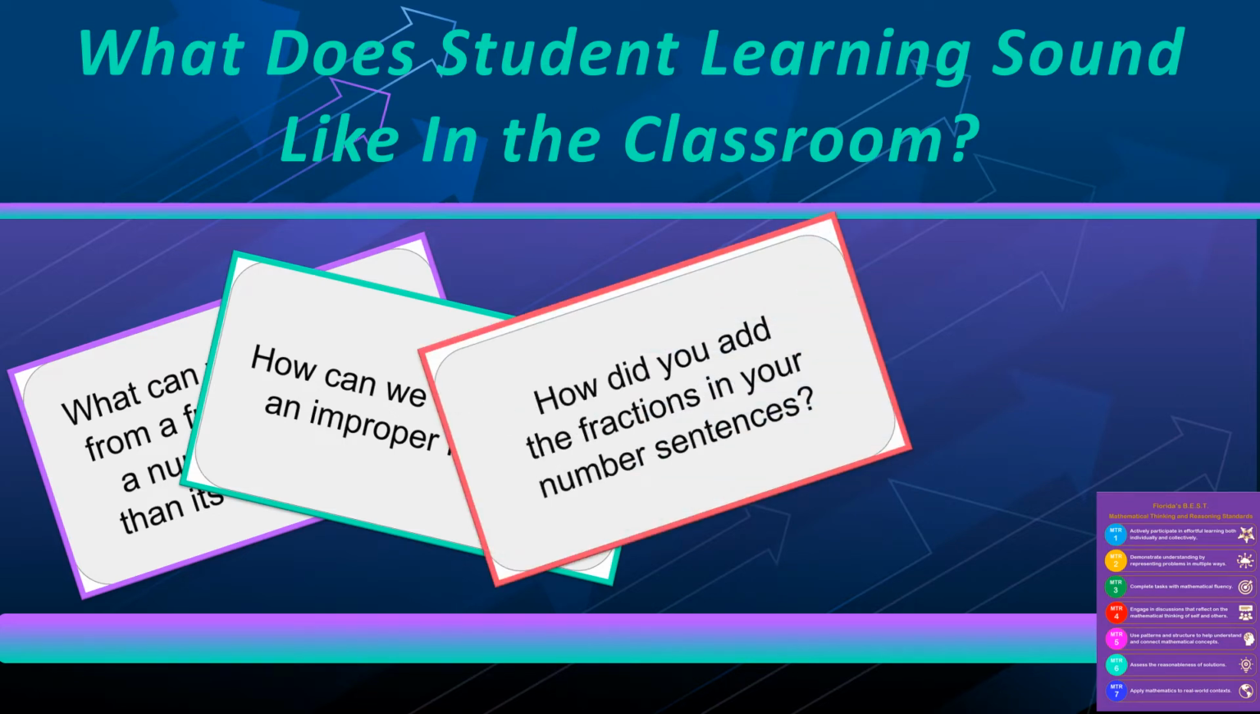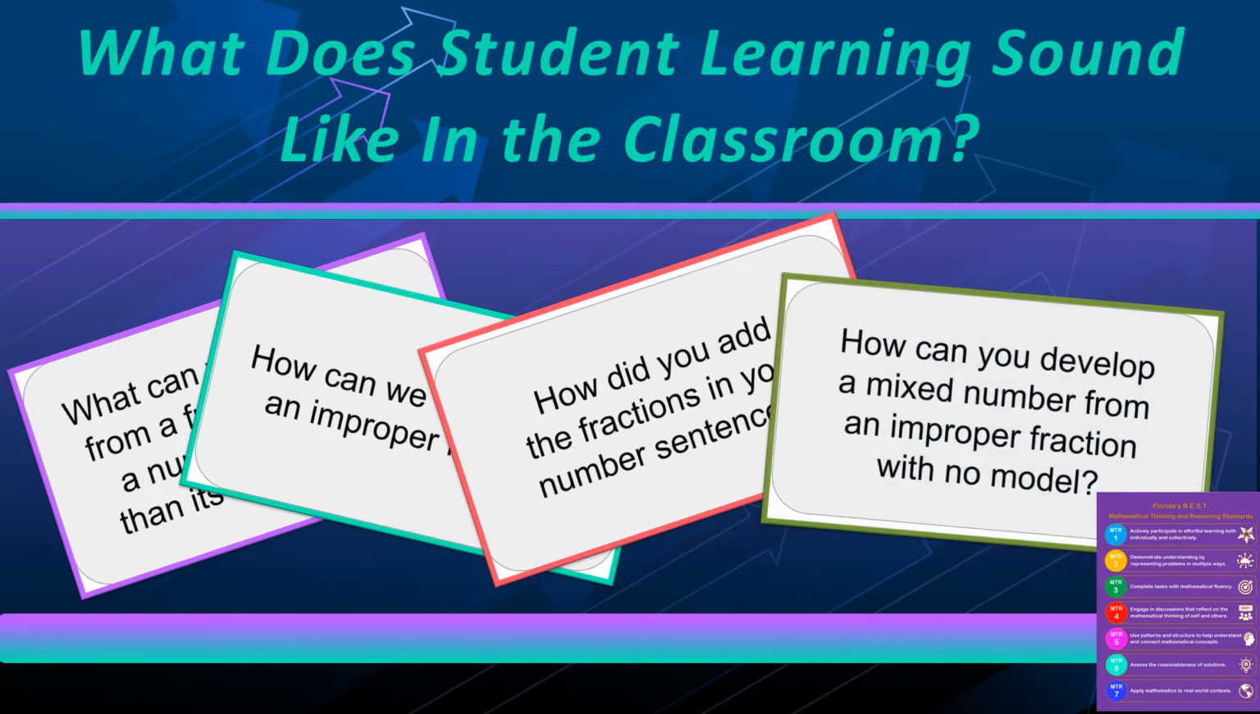How did you add the fractions in your number sentence? This is a great question to highlight. Decomposing and composing fractions really sets the tone for adding and subtracting of fractions, which comes later in the year. Students need to understand how they can add these fractions and understand that we're adding the numerators and not the denominator, where the size of the pieces stays the same. How can you develop a mixed number from an improper fraction with no model? Again, students should be able to use equations to determine how that mixed number can be written as a fraction greater than 1.